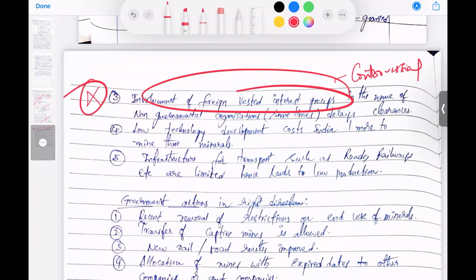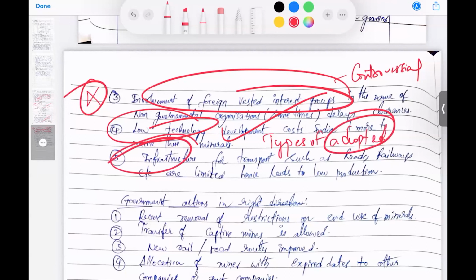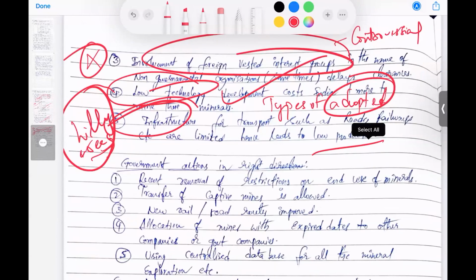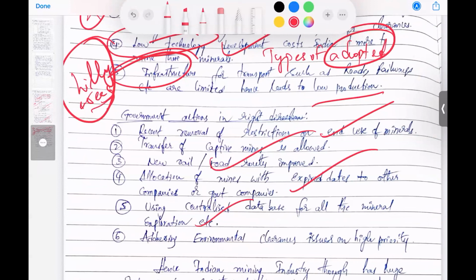So, low technical development. Yes, technologically we are backward. That is good. And the types adopted, like rat hole mining, all these are extremely dangerous, right? So write about that. Yes, infrastructure is not there because of hilly areas. Good point. This also you can mention. This is a very good point. Lack of infrastructure to these remote areas. Good. You have written government actions, or you can write way forward also.